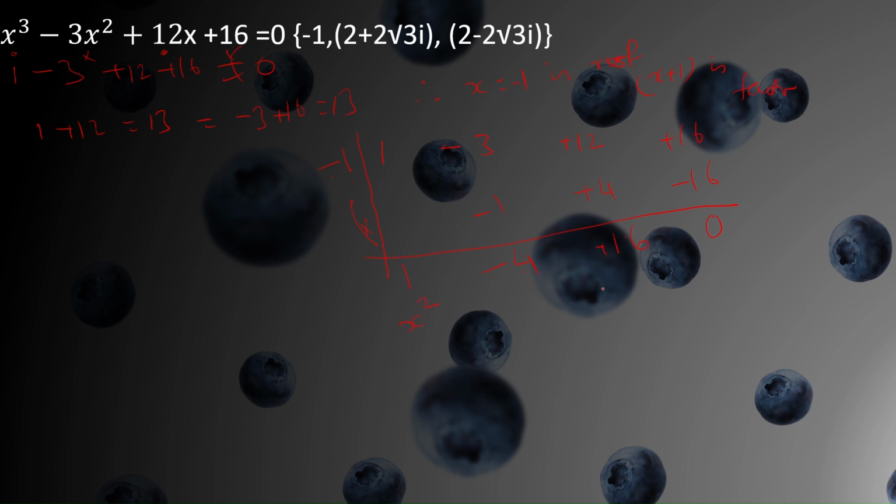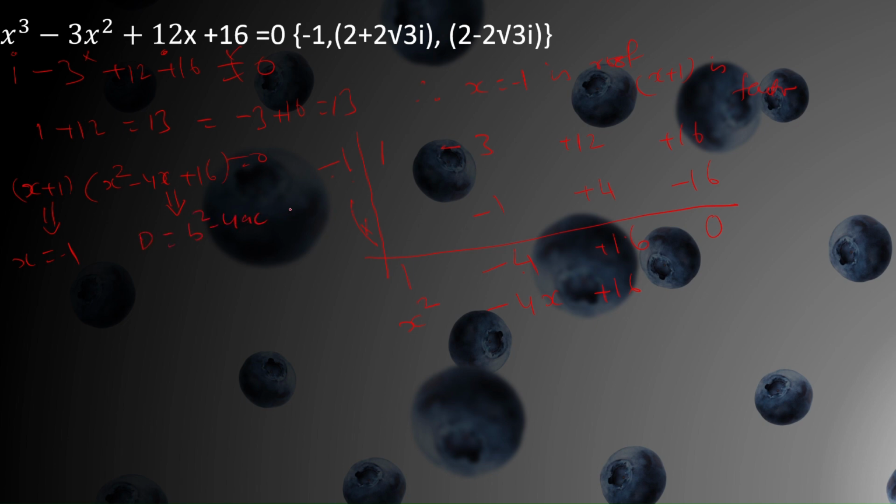We can write like this: x square, this coefficient is for second power, first power, and this is the constant, minus 4x plus 16. So now we can write this polynomial expression as x plus 1 and x square minus 4x plus 16 is equal to 0. So clearly, already we know this root, but how to get the roots of this quadratic equation? So clearly there is no real solution.